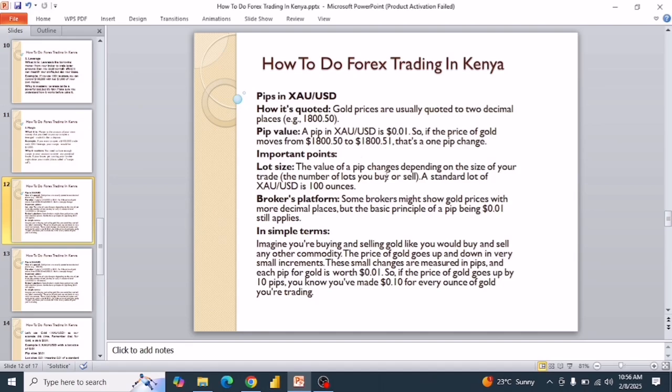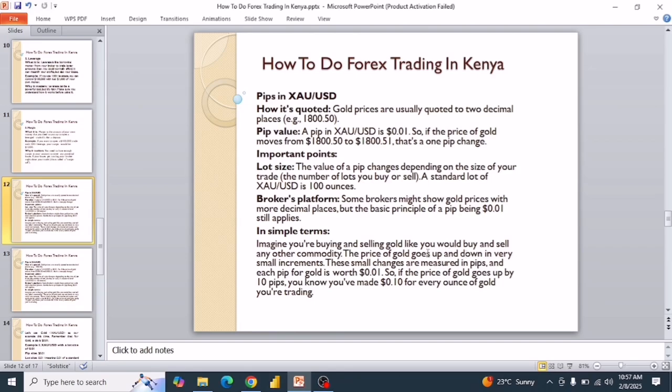Also, the lot size really matters. The value of pips changes depending on the size of the trade. So for gold, the standard lot size is 100 ounces, but for currencies, it is 100,000. So some brokers might show gold prices with more decimal places, but when it comes to pip movement, consider only 2 decimal.